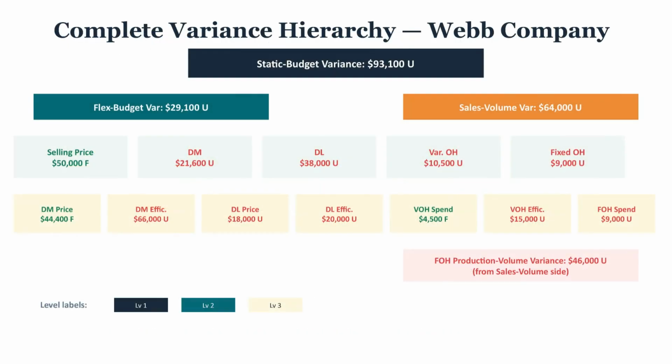Our detective uncovers the complete variance hierarchy for Web company. The $93,100 unfavorable static budget variance splits into a $29,100 unfavorable flex budget variance and a $64,000 unfavorable sales volume variance. Flex budget breaks further into price and efficiency clues across materials, labor, and overhead, revealing exactly where each cost control clue lies.